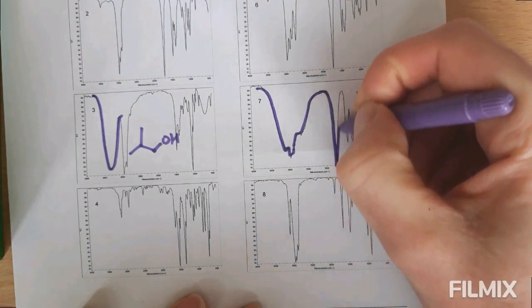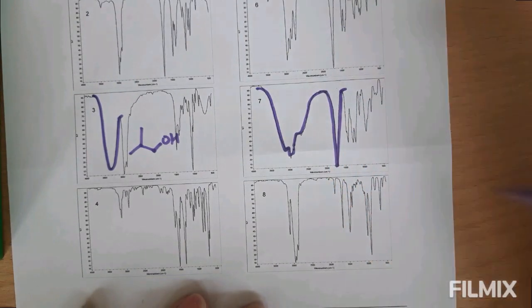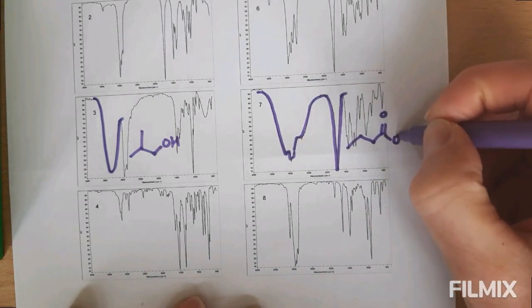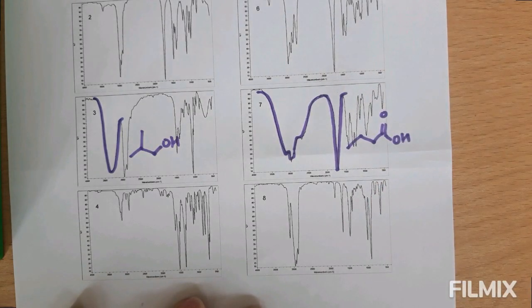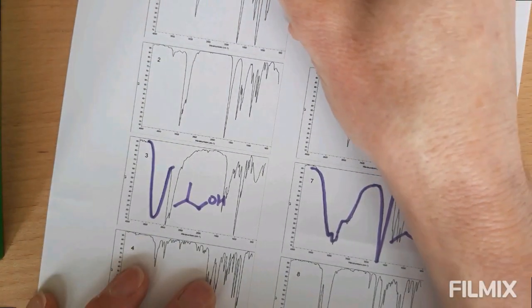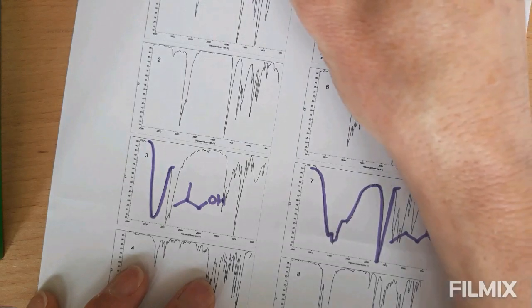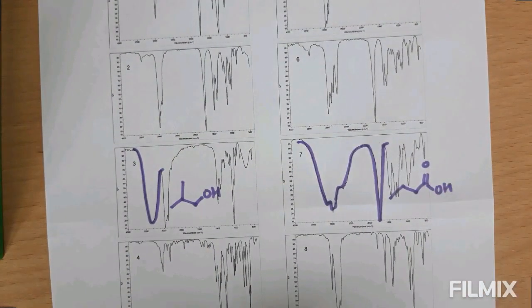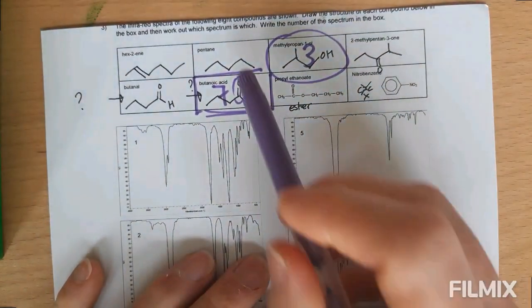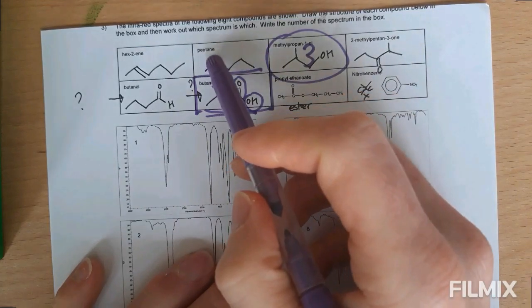Typically this combination, and I've drawn that shape out a number of times now. That is butanoic acid, so that's number 7. So those two are quite easy to assign. All right, next thing I'm going to do is look. Now, if I look at my molecules, this one might be worth looking for, pentane.